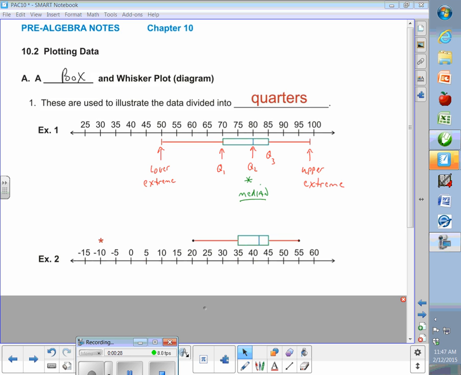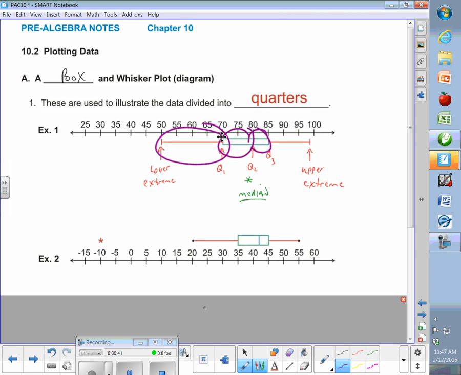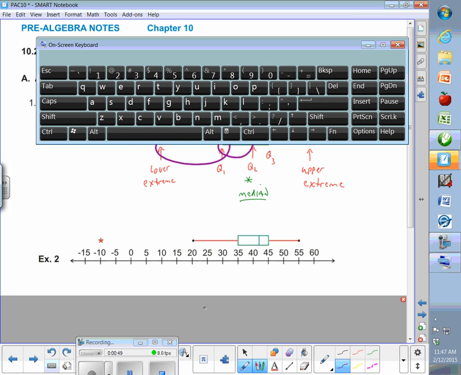So if you look up above, that's the first quarter, the first 25% of the data. There's the second 25% of the data. There's the third 25% of the data. And there's the fourth 25% of the data. Things are in quarters.